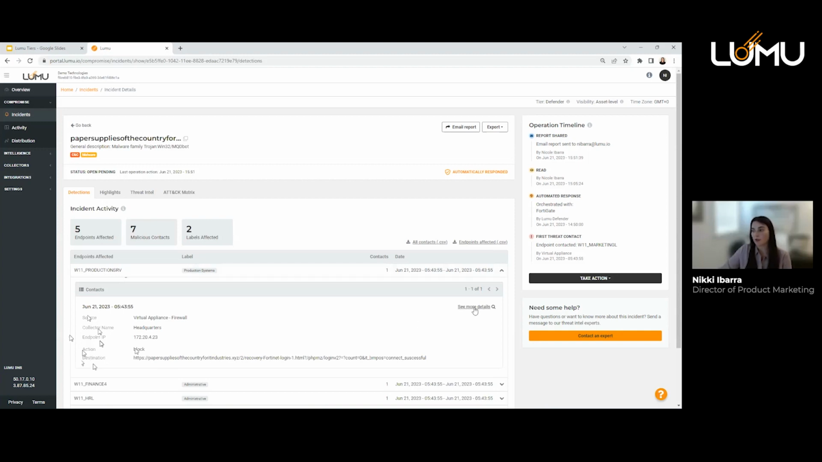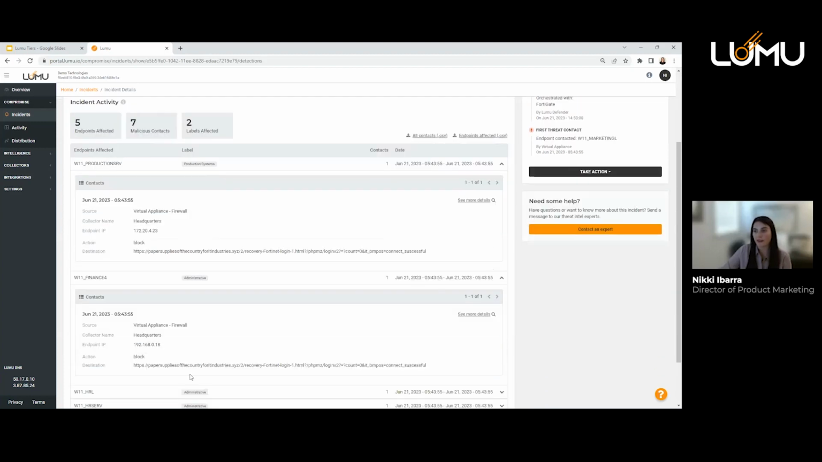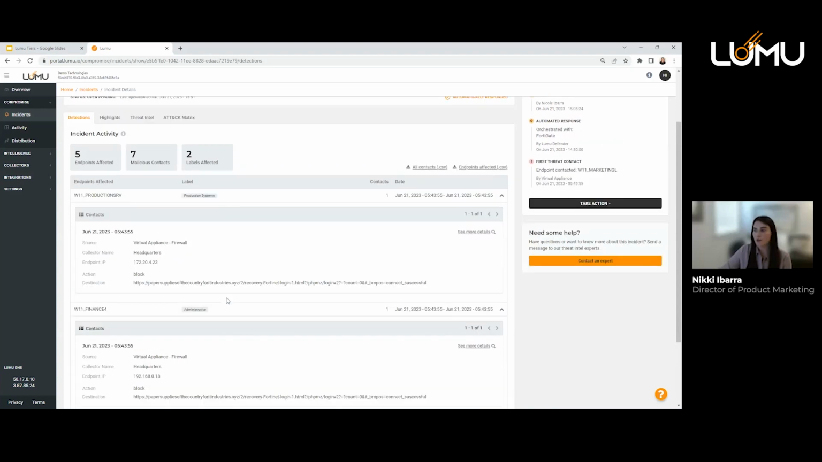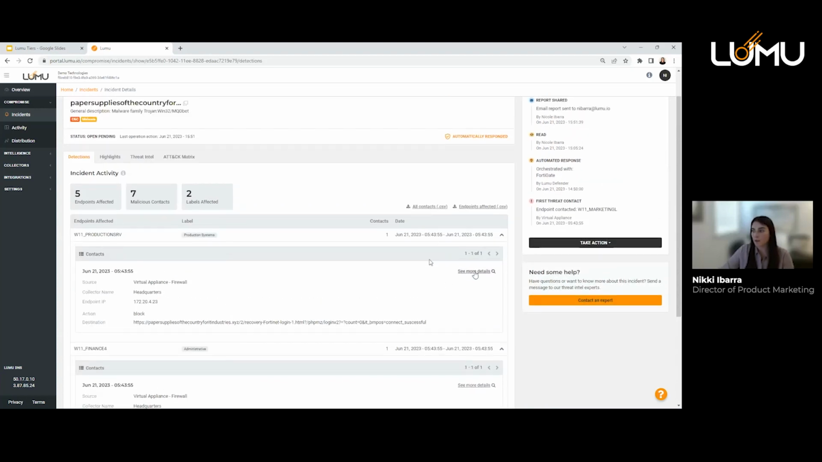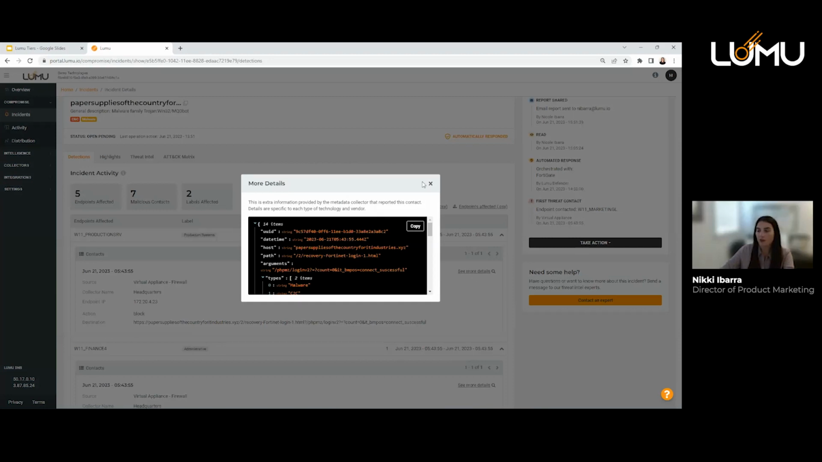Now, if you click on more details, and this applies to all of the different endpoints that you have here, you get the same kind of information with all the different endpoints that have been in contact with this IOC within the incident. They're all going to come with this thing that says see more details. One of the great things about this is that if you really want to dive deeper, you have the packet data here and more detailed information about what's been going on with this particular endpoint and this particular IOC.